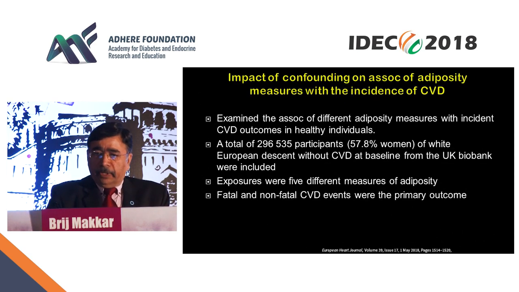This is another study published this month only, again in the same issue of the European Heart Journal, which looked at the confounding associations of adiposity measures with the incidence of cardiovascular disease. This was again a large study, almost 3 lakh patients, from the UK Biobank database, with exposure to 5 different measures of obesity, which included BMI, waist circumference, waist to hip ratio, and waist to height ratio. And they looked at fatal and non-fatal CVD events in these patients.